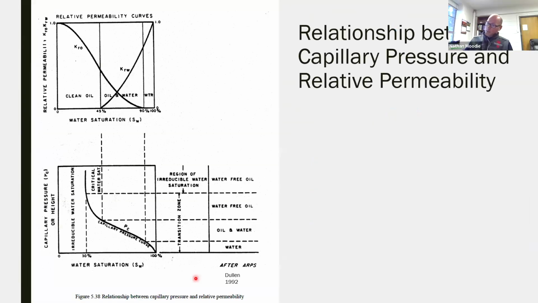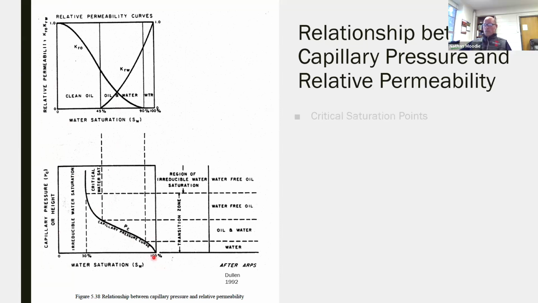One of the other, or a couple of the other pieces of critical data that you also need to understand in order to get a good relative permeability curve for your numerical simulator is you have to figure out where these endpoints are. And so you can relate your capillary pressure, shown in this lower chart here, to your relative permeability.